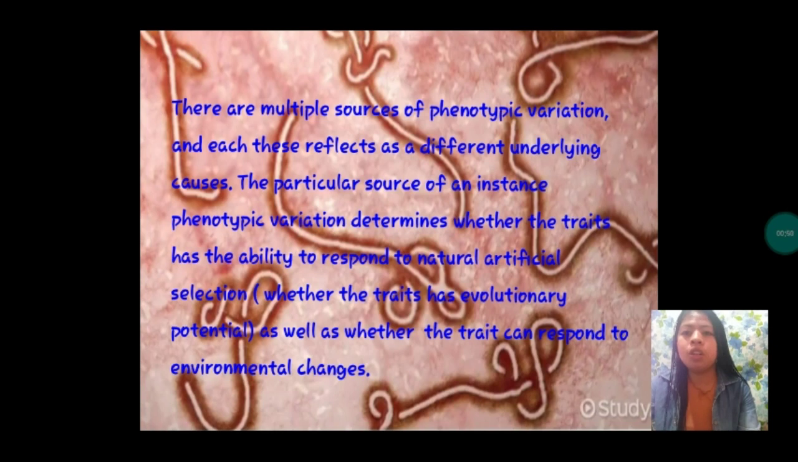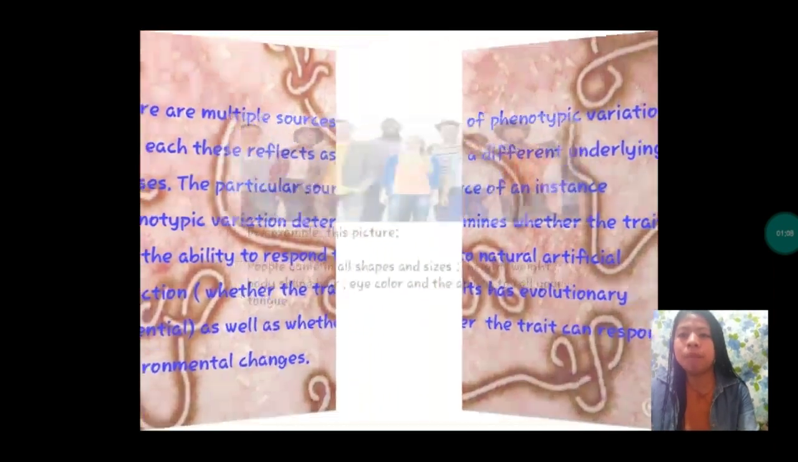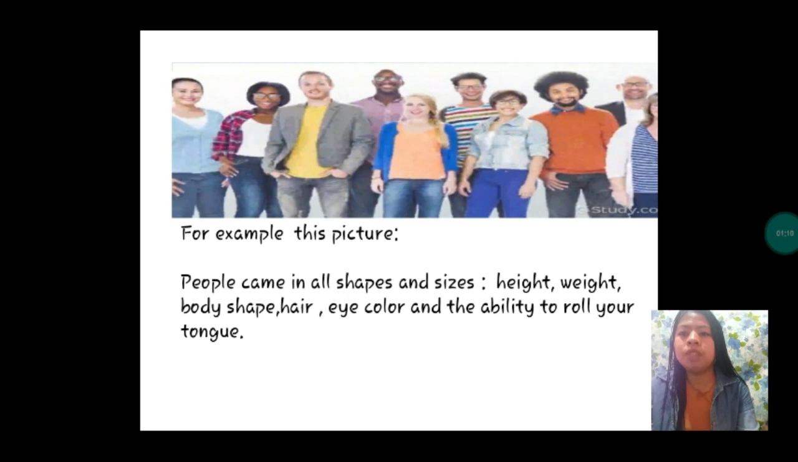The particular source of an instance of phenotypic variation determines whether the trait has the ability to respond to natural or artificial selection, whether the trait has evolutionary potential, as well as whether the trait can respond to environmental changes. For example, in this picture, people come in all shapes and sizes: height, weight, body shape, hair, eye color, and the ability to roll your tongue.